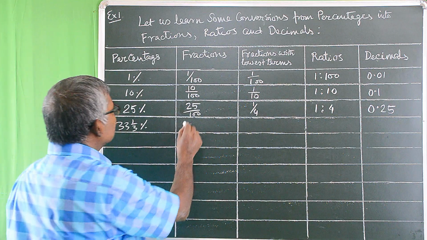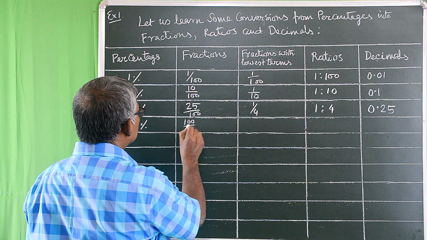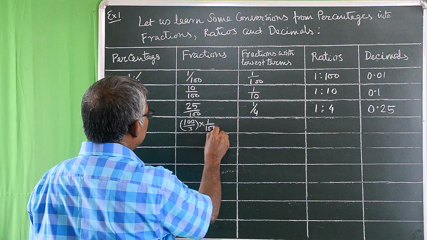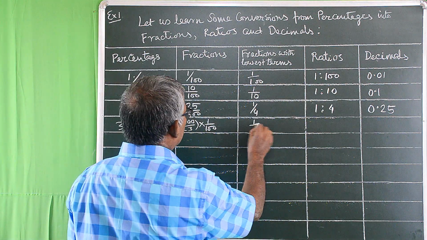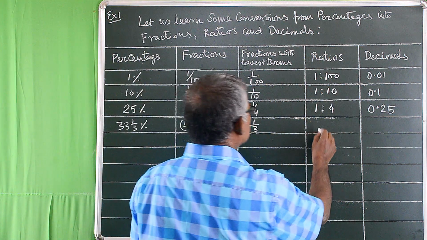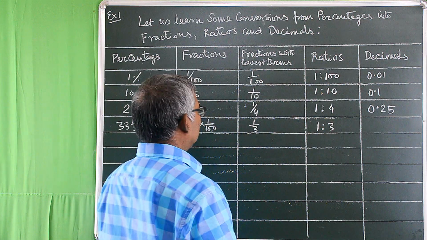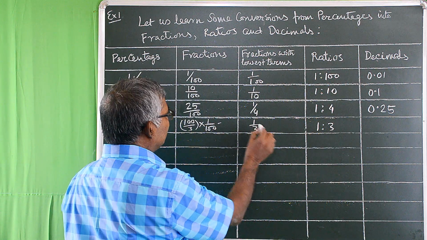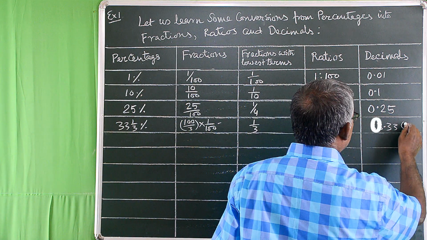Now let us see 33 whole 1 by 3%. This can be written as 100 by 3 into 1 by 100 equals 1 by 3. And what is the ratio? That is 1:3. And what is the decimal? It can be written as 1 by 3, that is 0.33 approximately.